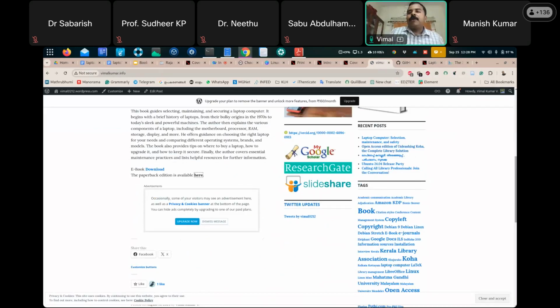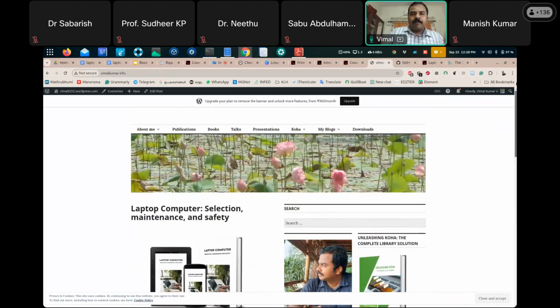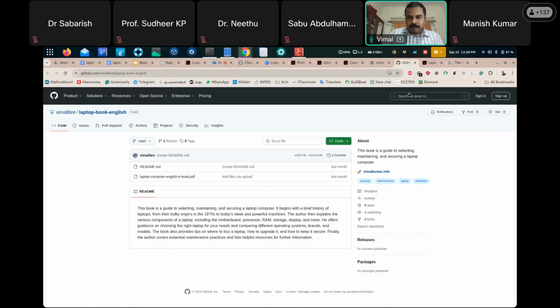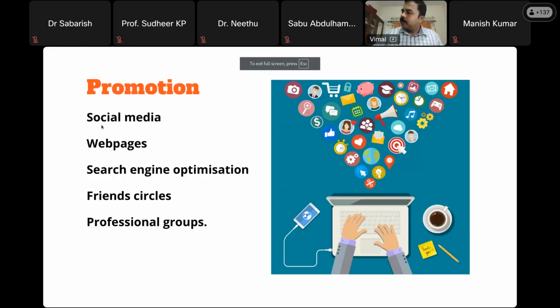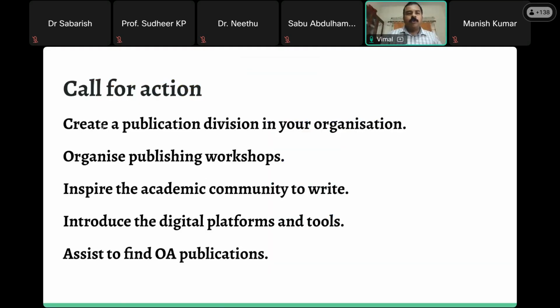And we can also track how many people downloaded the book through WordPress. Suppose your website platform is WordPress, we can track the statistics, how many persons downloaded the book. Otherwise, it depends on the platform. Suppose you made it available in GitHub, we can see the download statistics. And Senado, there's another platform, where we can also find the statistics. Then we give appropriate promotion to circulate the book.